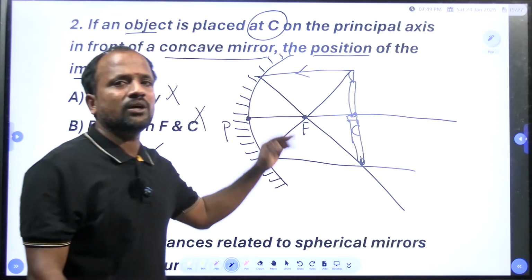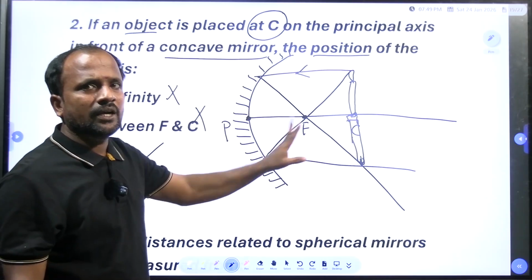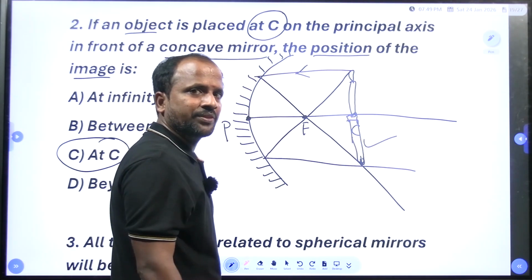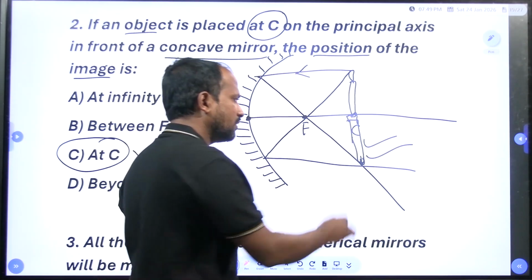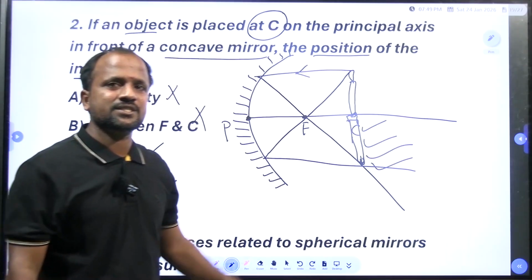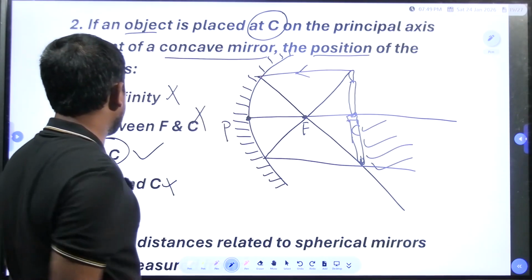Now, where you take the object, at that position the image is also going to be formed, and it is an inverted image, the same size image, and a real image. These are the four characteristics at C. Clear? So this is about the second question.